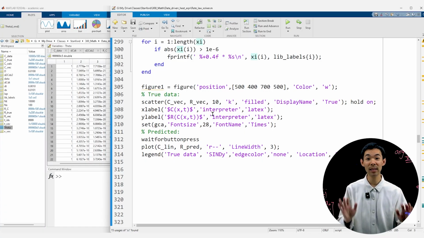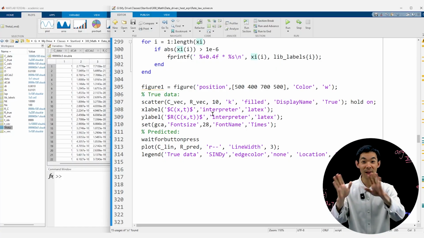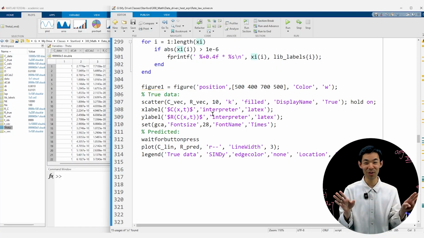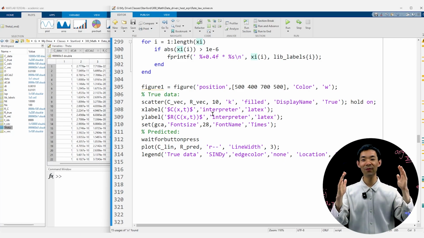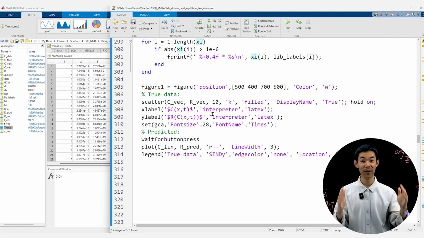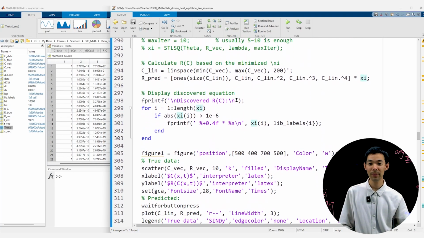So as you can see here, compared to the previous video with the gray box and neural network and machine learning, there's none of that here. There's no neural network, no machine learning. This is just linear algebra fitting, sparse fitting. That's all we're doing. Okay, so let me just evaluate this whole script.